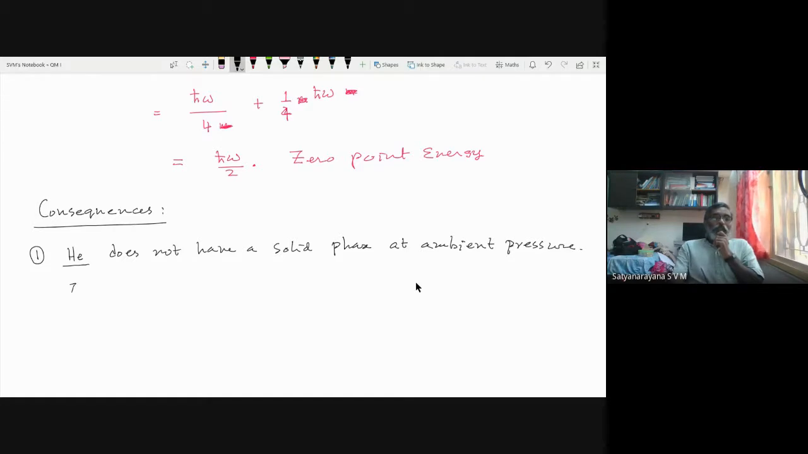So the zero point energy dominates down to 0 Kelvin, so that you don't have a solid phase. Now, sometimes people ask this question in interviews, why helium does not have a solid phase, and that is because of the zero point energy.